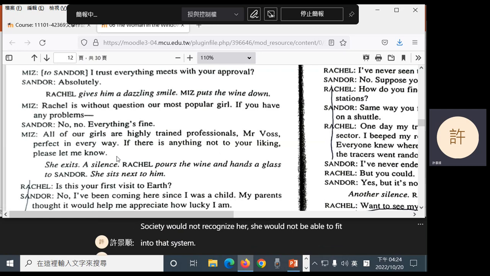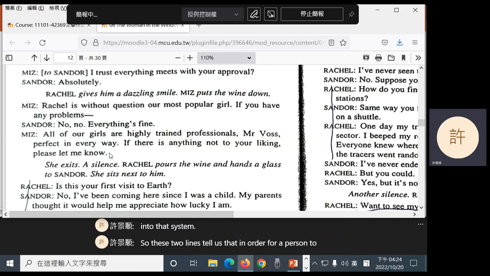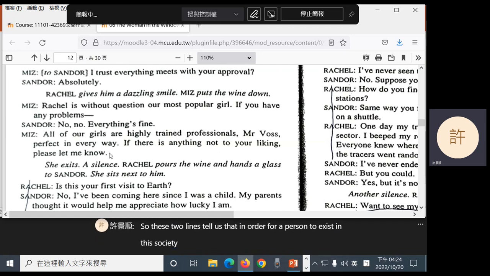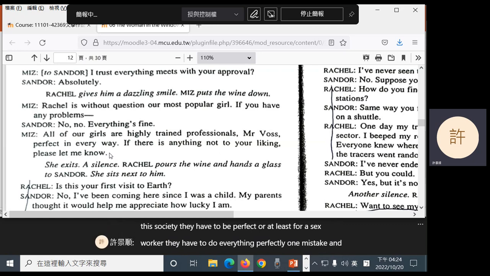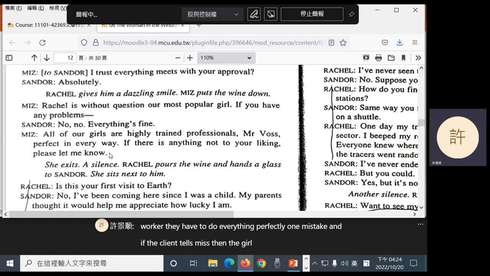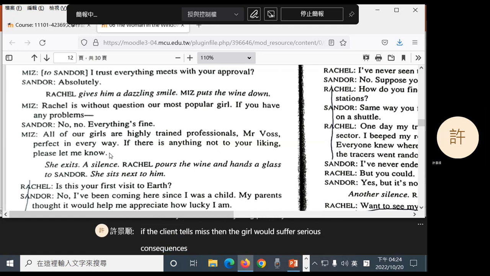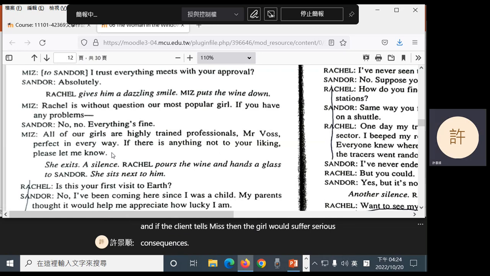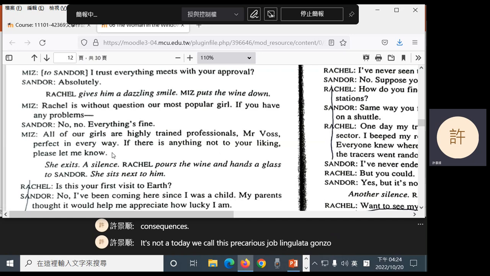So these two lines tell us that in order for a person to exist in this society, they have to be perfect, or at least for a sex worker, they have to do everything perfectly. One mistake, and if the client tells Ms., then the girl would suffer serious consequences. Today we call this a precarious job, 临危的工作. One small mistake could have big consequences.